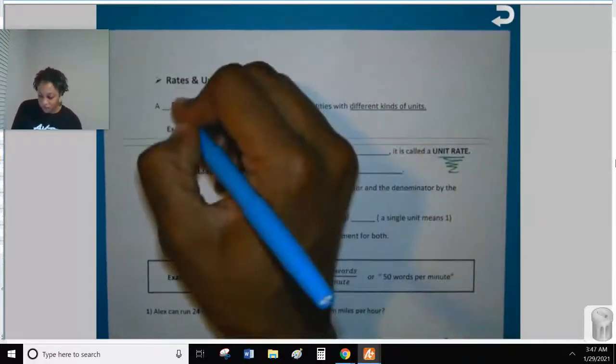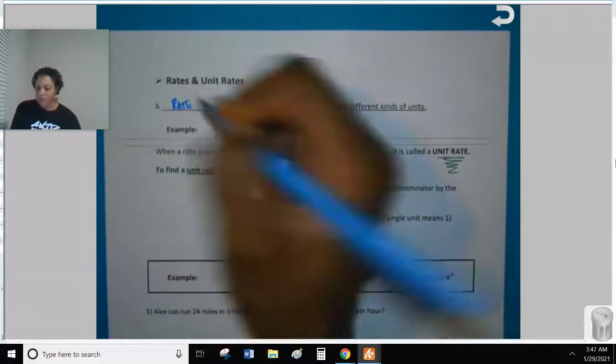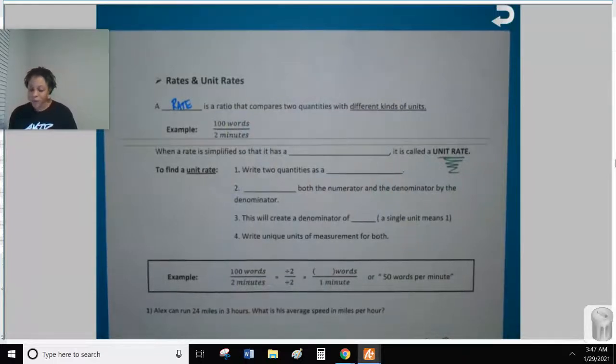First, a rate is a ratio that compares two quantities with different kinds of units, okay? So we learned that a ratio was a comparison of two things, boys to girls, sneakers to sandals, all fruit to bananas. So today we're learning that a rate is a ratio that compares two quantities with different units. So today we're going to be looking at money to pounds, words per minute, miles per hour, things like that. They have different units. So an example would be 100 words to 2 minutes, words and minutes.